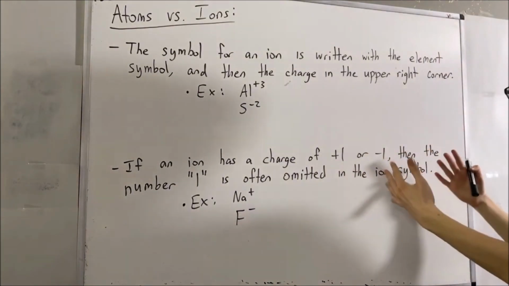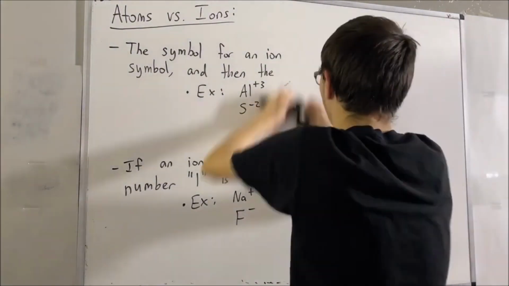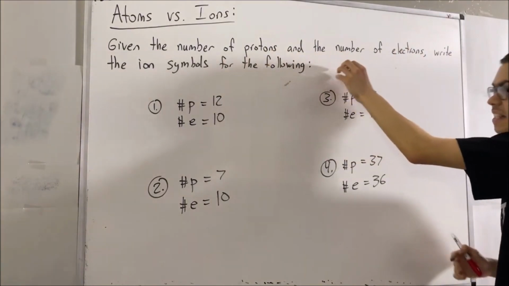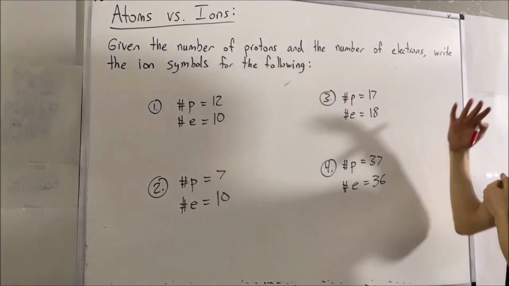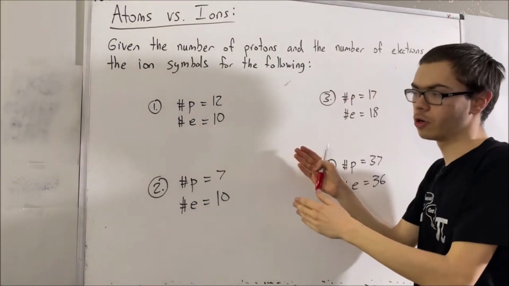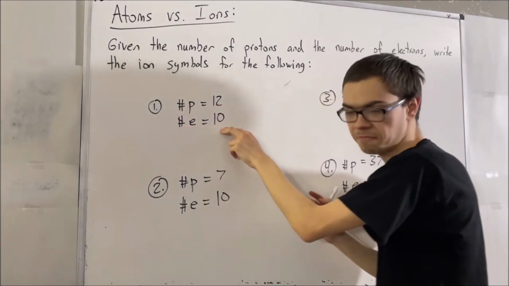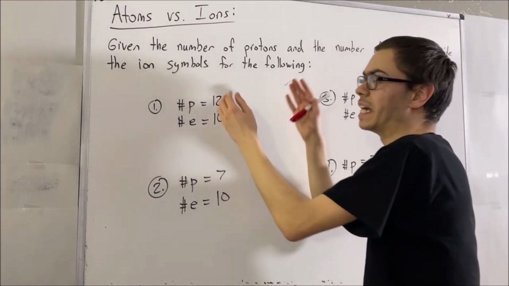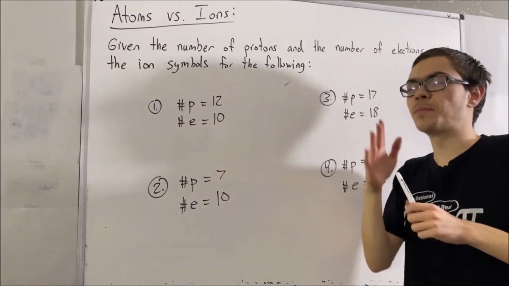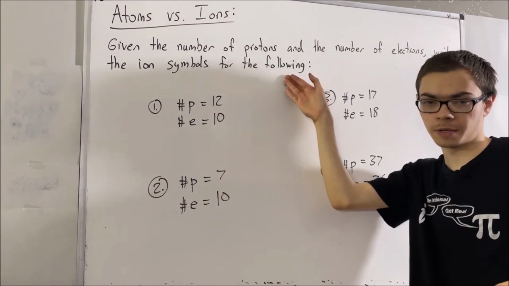Now, let's look at some practice problems involving ion symbols. Given the number of protons and the number of electrons, write the ion symbols for the following. Question 1: we're given the number of protons is 12 and the number of electrons is 10. We want to write the ion symbol for this. Now remember, an ion symbol is composed of the element symbol with the charge in the upper right corner.